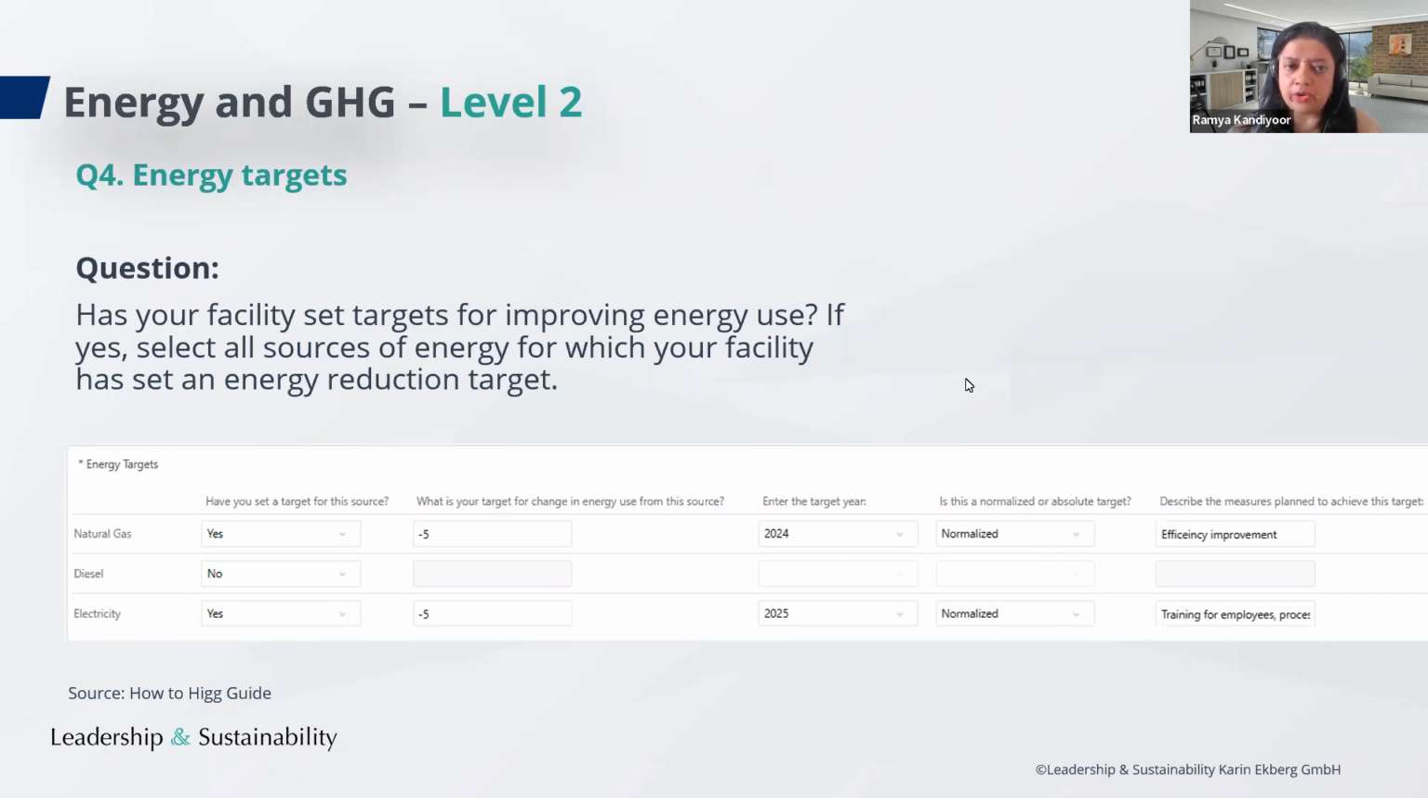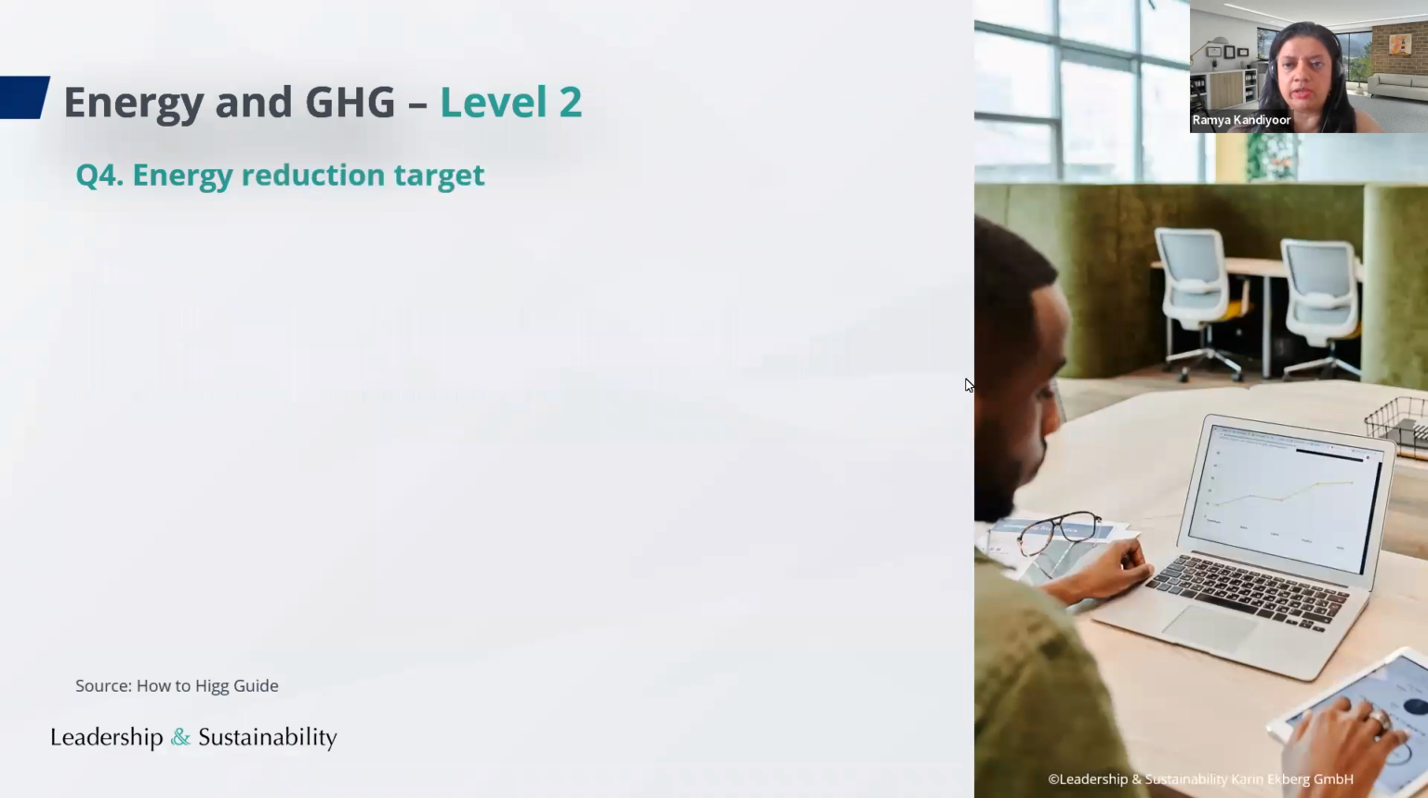And here you would also be required to mention the target year. Is this a normalized or absolute target that you have taken? And also describe the measures planned to achieve this target. So this is your question number 4 on energy targets.